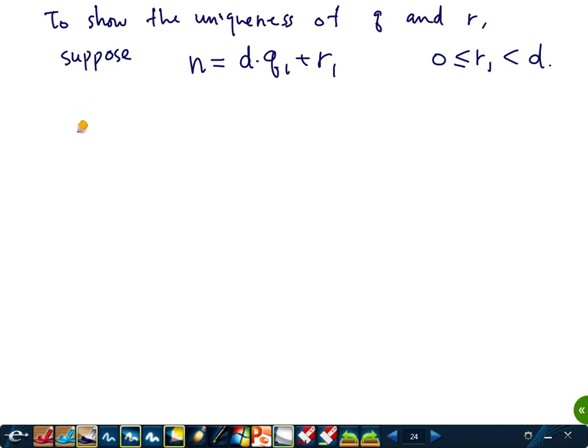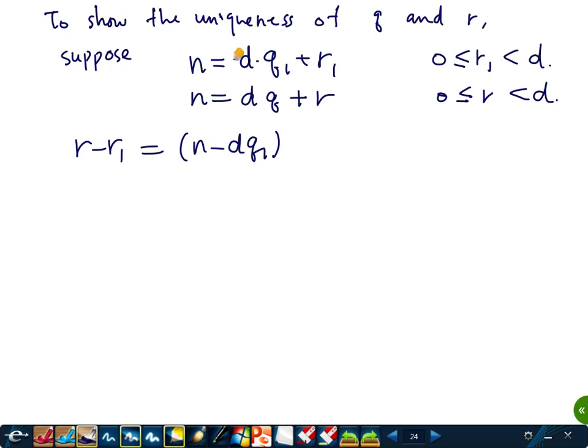So let's take their difference, r minus r1. We assumed two things: r1 equals n minus dq1, and r equals n minus dq. We can cancel this n, and it's going to be d times q1 minus q. But what is the range for r minus r1?